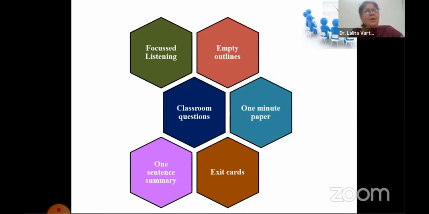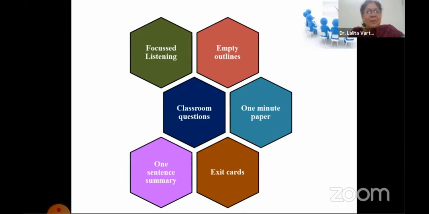Exit cards is another way of assessing your students, where you can design your own 4 or 5 questions. Say for example, the 3 important things you have learned, the 2 things which you yet feel you have not understood well, or something of this sort. So such type of questions, students fill in those questions and you are able to assess their learning. And students are involved in the higher order thinking.